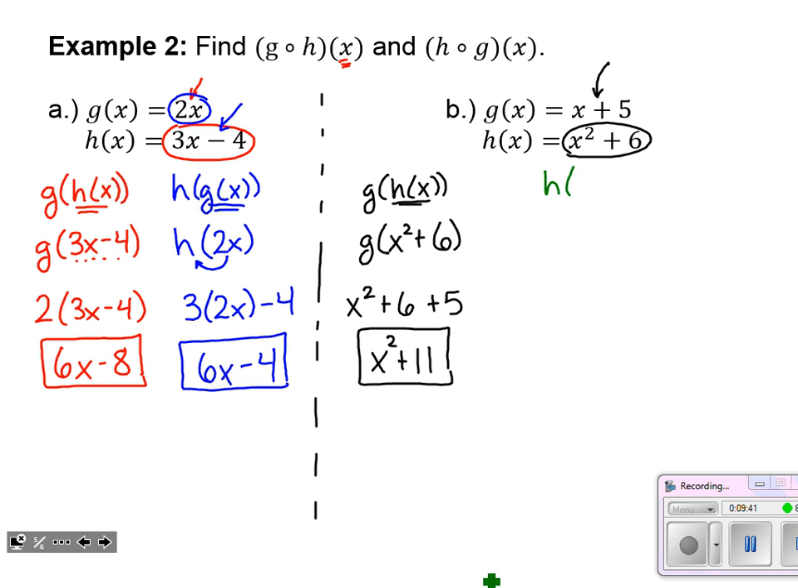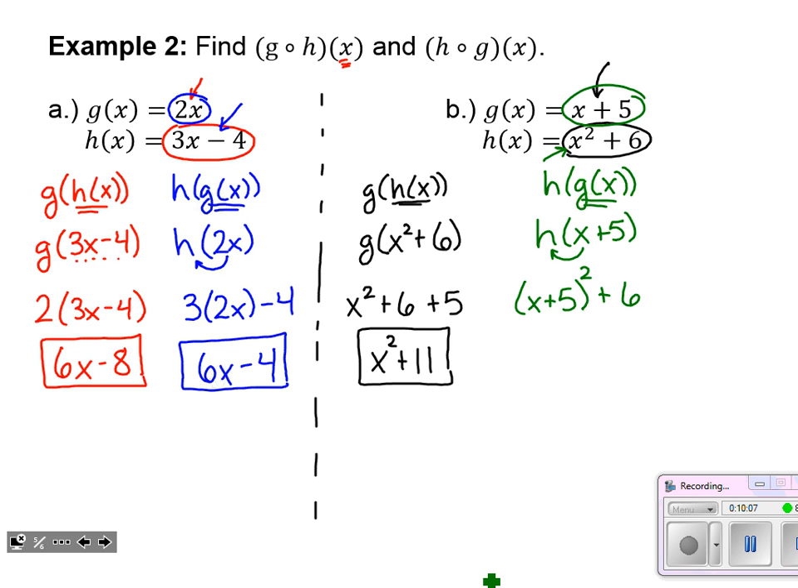Now what happens if I do h of g of x? Well, g of x is x plus 5. So I'm really taking h of that x plus 5. When I plug x plus 5 into function h, it says to square the input and then add 6. So I take my input, x plus 5, as a quantity, square it, and then add 6.